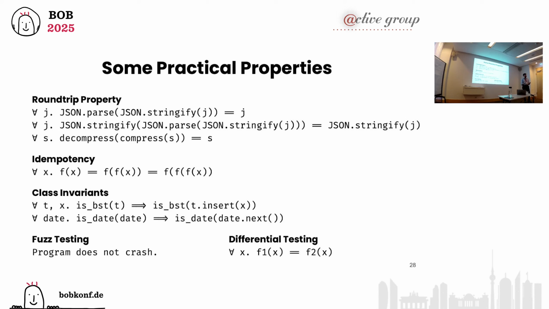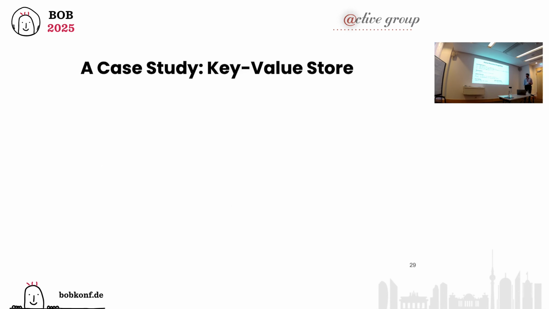It is the property that your program does not crash, so we can always use that. And differential testing is very much in line with model testing. You have two things, you expect them to be the same. This is very useful when you can implement something naive, small and slow, and then you implement a much more complex, production grade version of something.